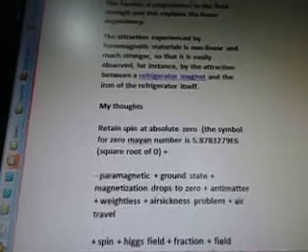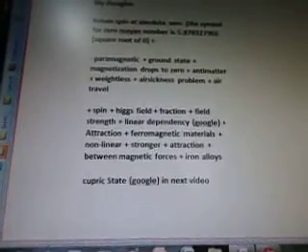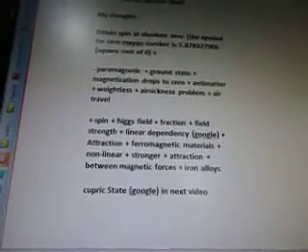Okay, my thoughts. Retain the spin at absolute zero. The symbol for zero, the main number, is 5.8783279E6, square root of 0. Add your paramagnetic ground state. Magnetization will drop to 0. Antimatter, weightlessness, airsickness problem, and air travel. Spin, Higgs field fraction, field strength, linear dependency. Attraction, ferromagnetic materials, nonlinear, stronger attraction between magnetic forces, iron alloys.